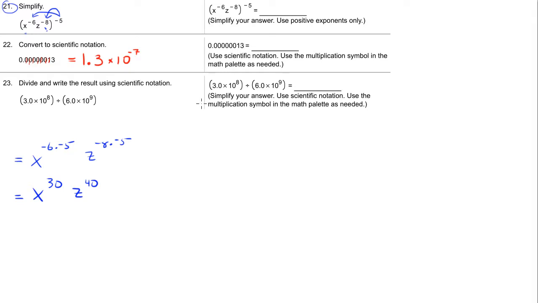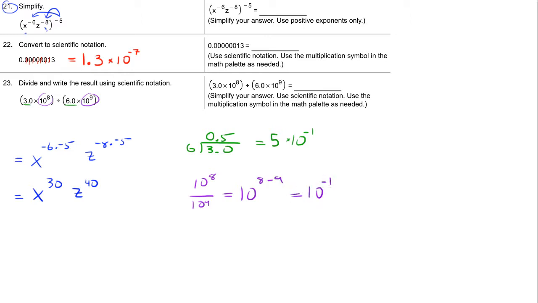Ooh, division with scientific notation. Well, we're going to take 3.0 and divide it by 6.0. So 6 dividing into 3.0, 0.5, which is 5 times 10 to the negative 1. Now, let's do the exponent bits. We've got 10 to the 8th divided by 10 to the 9th. That's 10 to the 8 minus 9, 10 to the negative 1.